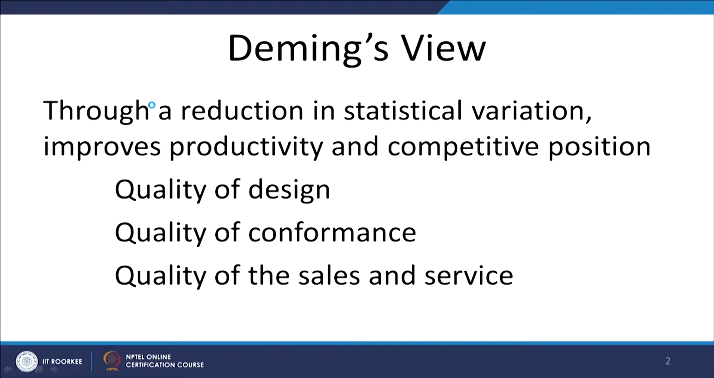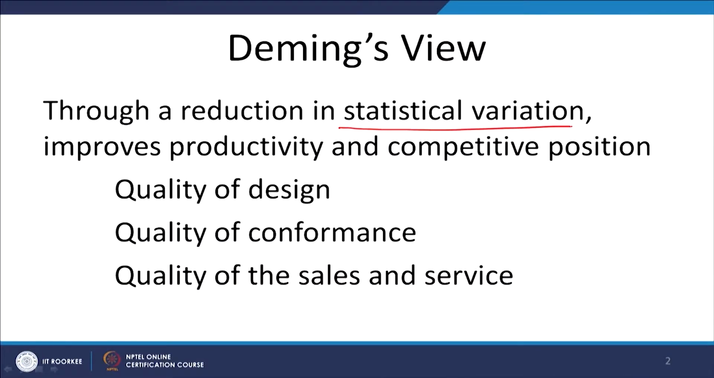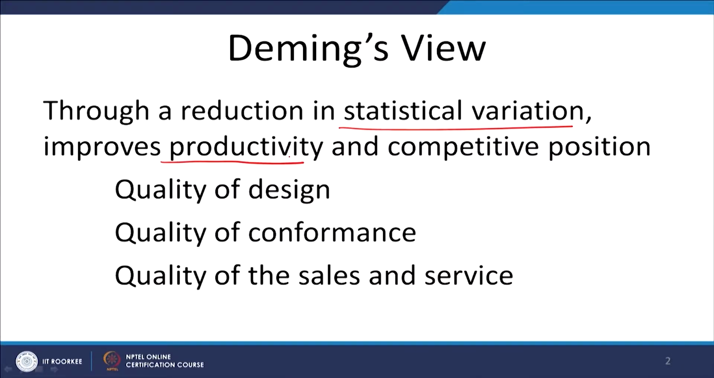So, now when we start discussing Deming's contribution to quality management, the basic idea around which Deming's view about quality is centered is that if you can reduce the statistical variation, this reduction in statistical variation will directly help in improving the productivity, and hence he said that it will help you in improving the competitive position of the organization. So, Deming was one person who linked quality with the competitiveness of the organization.